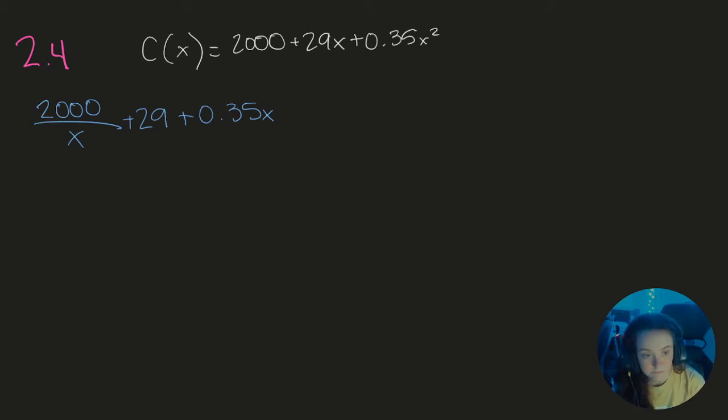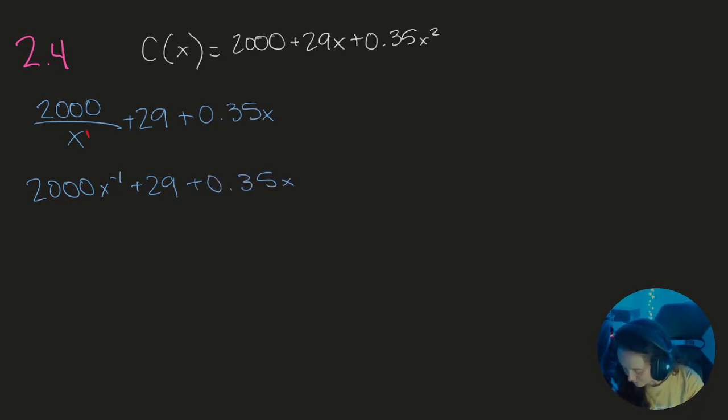average cost. Okay? So if you want to write this prettier, so that it's a little easier to work with when you do your derivatives, you don't want that x on the bottom. So you want to change that to be 2,000 x to the negative 1, because remember there is an understood 1 there, but when it becomes a negative, it's no longer just understood. Plus 29 plus 0.35x. Okay? So that is our, I'm going to write it for both of these. Both of these are our average cost.